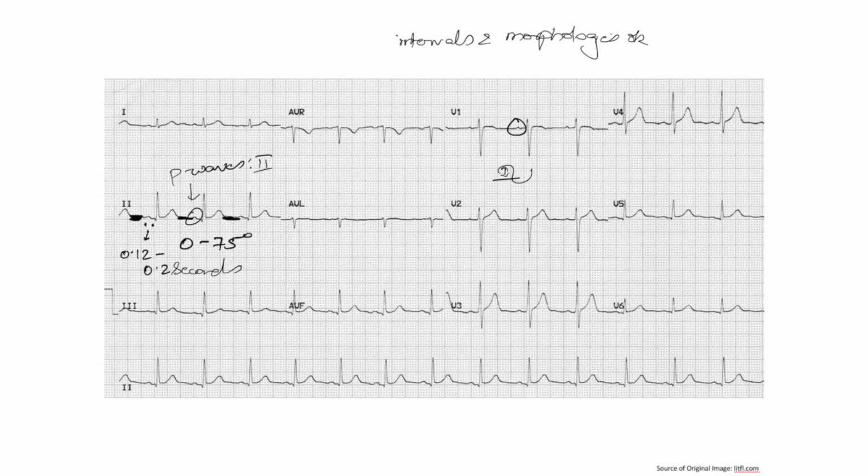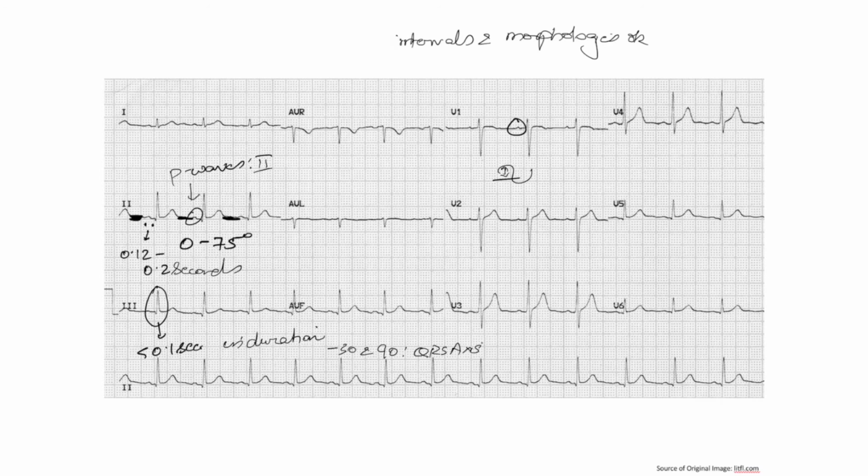The next thing that you would want to look at is the QRS complex. And usually the QRS complex is less than 0.1 seconds in duration. So usually the number of small boxes that contain the QRS should be less than 2.5. The normal axis would be between negative 30 and positive 90. So that's the normal QRS axis.